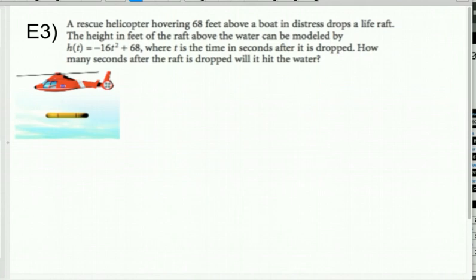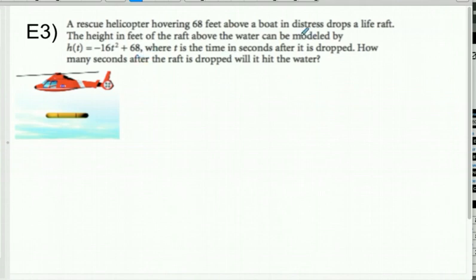All right, let's do an E3 and a P3, and that'll be the end for this video. A rescue helicopter is hovering 68 feet above a boat in distress and drops a life raft. The height in feet of the raft above the water can be modeled by h of t equals negative 16t squared plus 68, where t is the time in seconds after it is dropped.